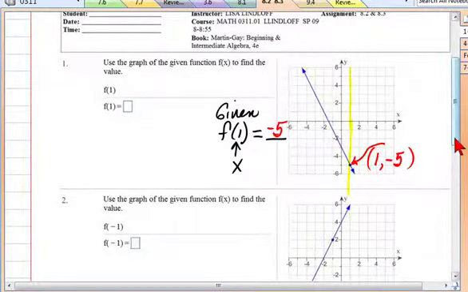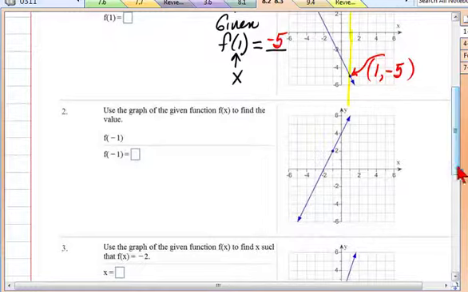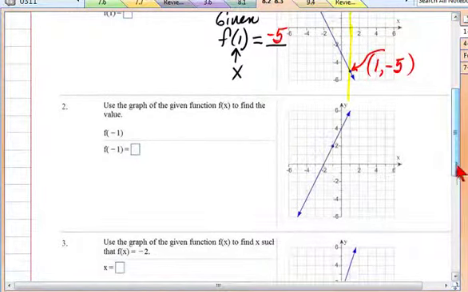All right, let's look at another one. So wherever the blue line hits is where? Yes, is the point in question. So the 5 would be the y value? Yeah, the negative 5 is the y value.